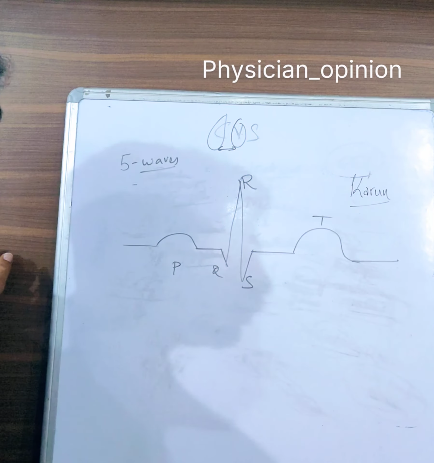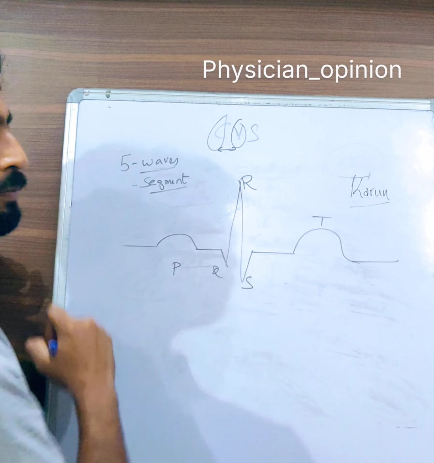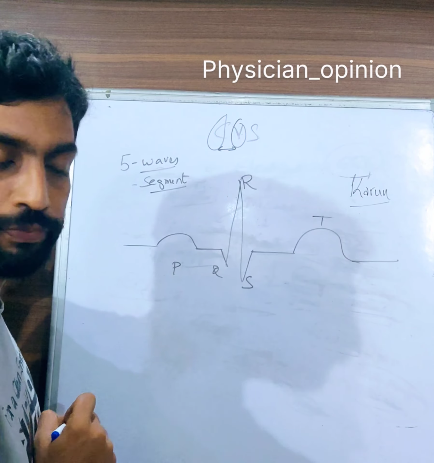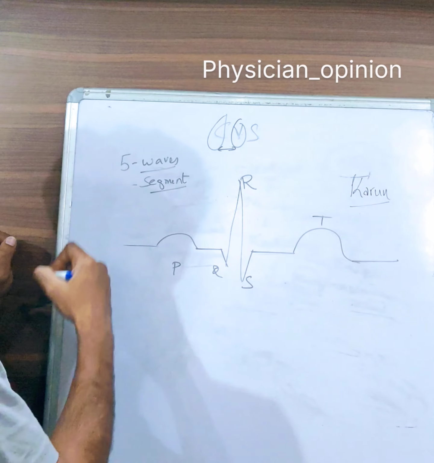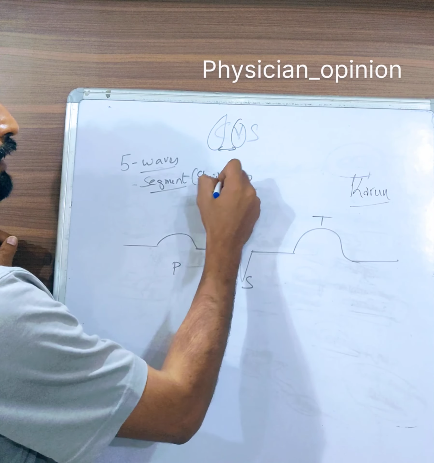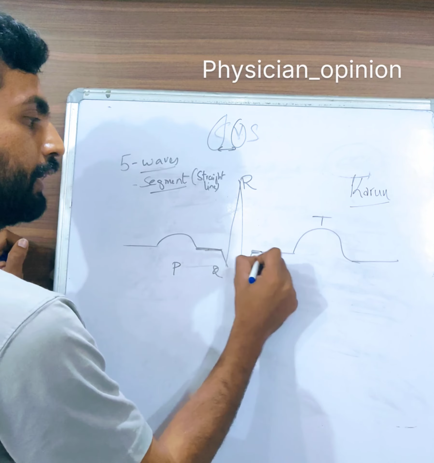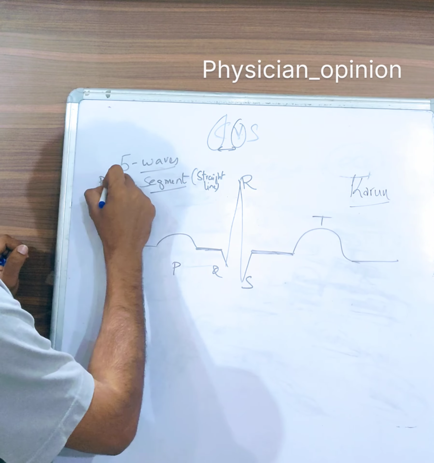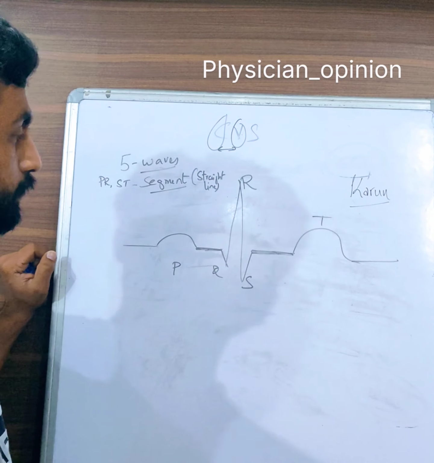Second point. There are some things which are called segments. PR is a segment. ST is a segment. You should remember a segment as a straight line. Whenever there is a straight line, that is called a segment. You have the PR segment and the ST segment.